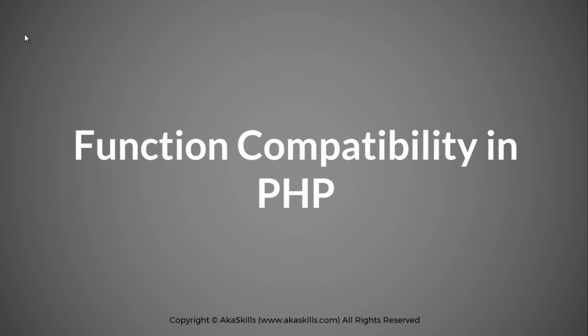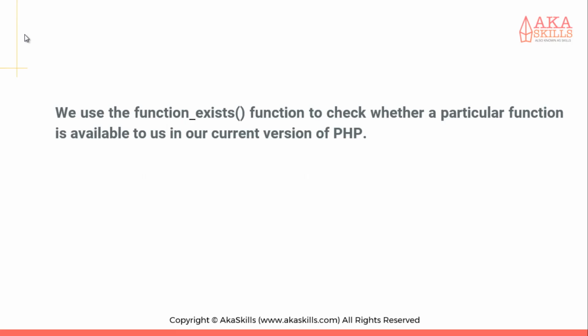So at a particular point in time, you might want to check if a function you want to work with is compatible with your current version of PHP. How do you take care of that? We simply make use of the function_exists function. This ensures that a particular function we have in mind to make use of, or have heard of, or have seen on the internet is compatible with the present version of PHP we are working with.